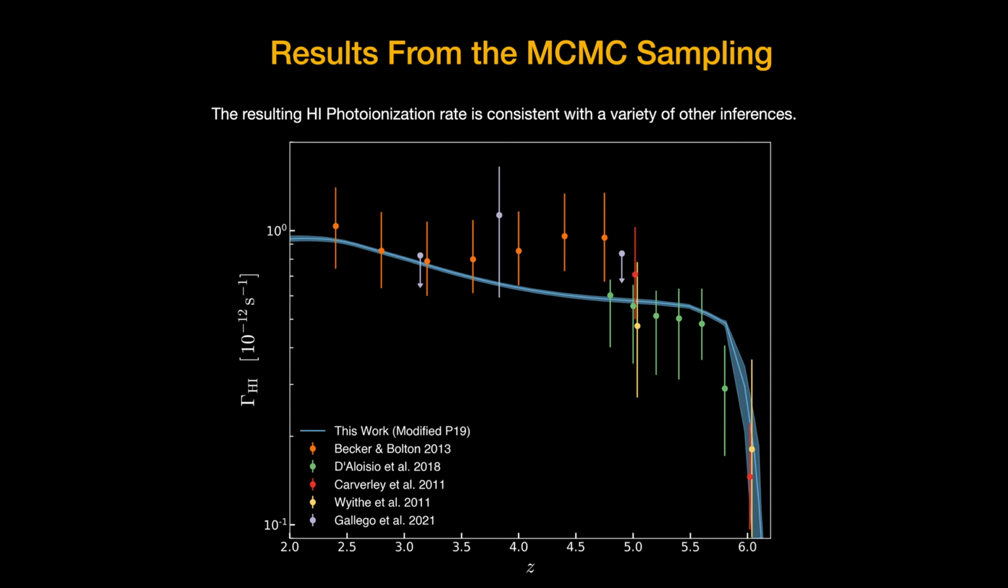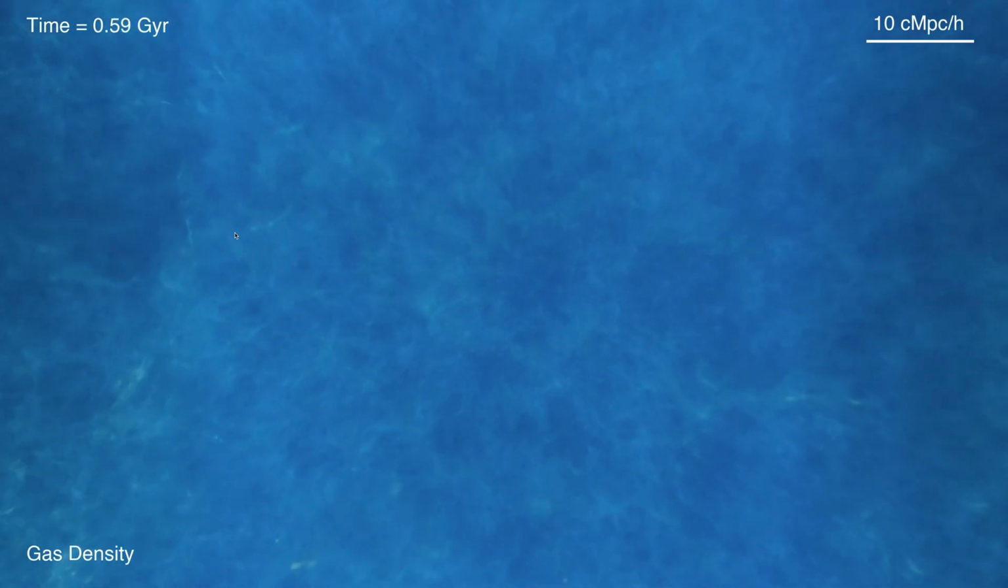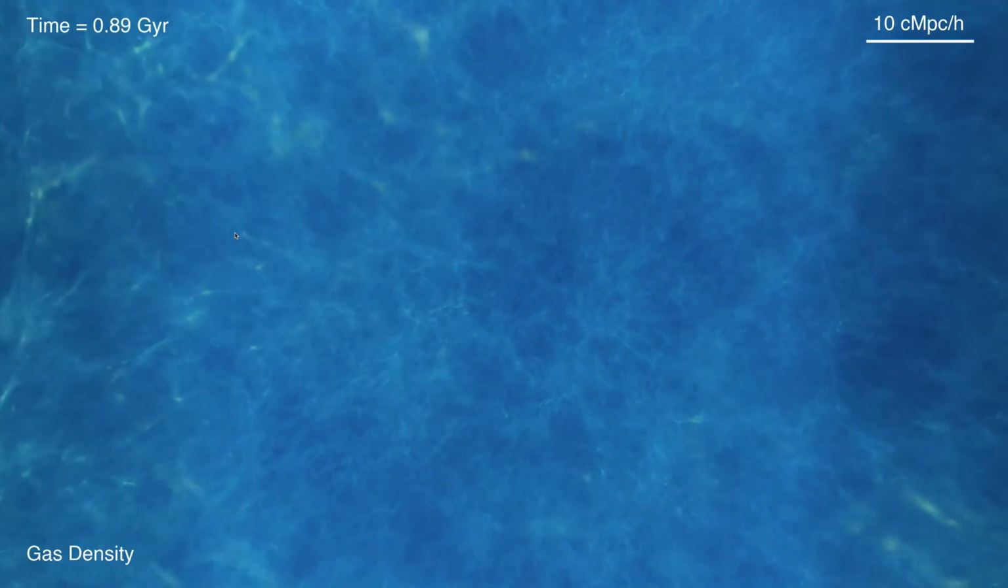Okay, the last thing I'll be showing you is the marginalized photoheating rate for hydrogen compared to a variety of other inferences. You can see that in general, our result is consistent with most of the other inferences and consistent with hydrogen reionization happening around redshift 6. Now to finish, you will see an animation that I made from one of my high-resolution simulations showing the formation of large-scale structure on the gas density.